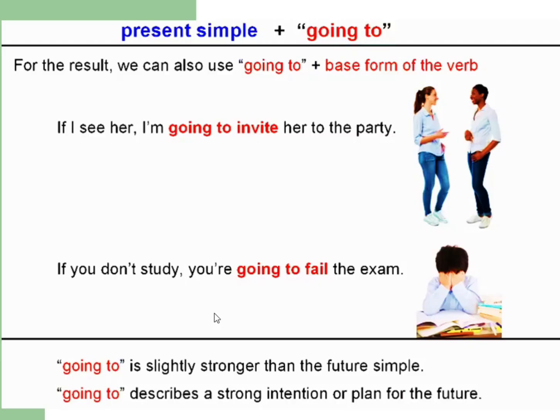Then we have be going to for the result. We can also use going to plus the base form of the verb. For example, if I see her, I'm going to invite her to the party. In this case, you can use be plus going to in the result clause. Another example: If you don't study, you are going to fail the exam.